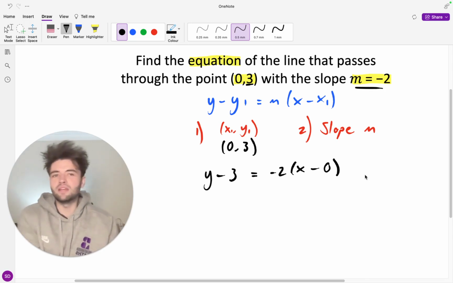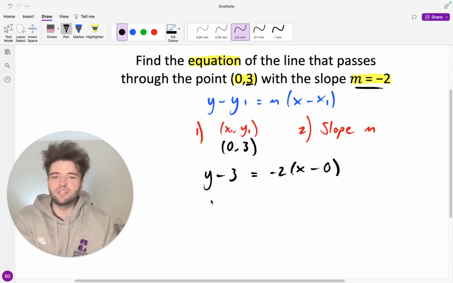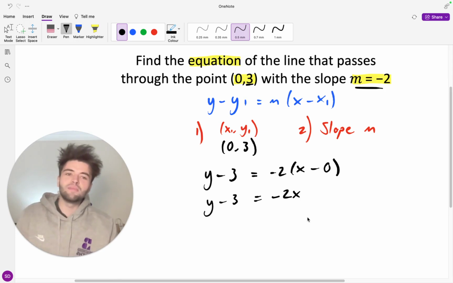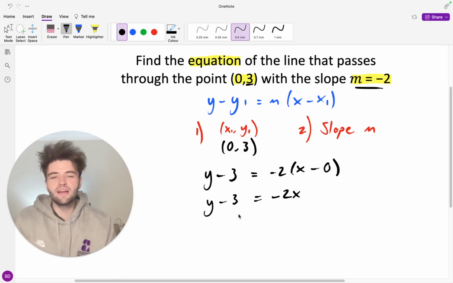So this is basically going to be the equation of our line, but we just need to tidy it up. And so we're going to have y minus 3 is equal to minus 2x, and then our minus 2 times 0 is going to go to 0. So we get this equation here, I just forgot to include the x there. And so there are basically two forms that we can put this in. I think it's not specified in the question which we use, so I wouldn't worry too much about which one we use, but I'm going to do both here just to be clear.